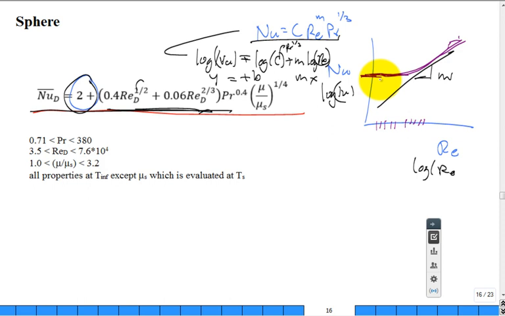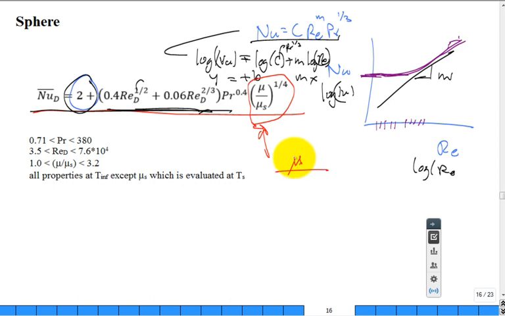So it's a different structure. The other thing to point out on this is they have this grouping of terms, and that is a red flag. It's just like, okay, I've seen this before. This is a way of handling temperature-dependent properties when you have mu over mu sub s. First of all, viscosity is a very temperature-dependent property.